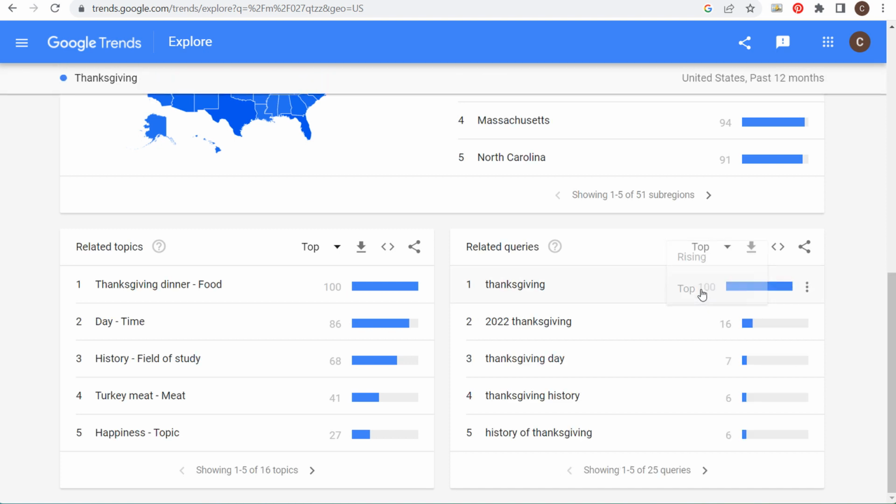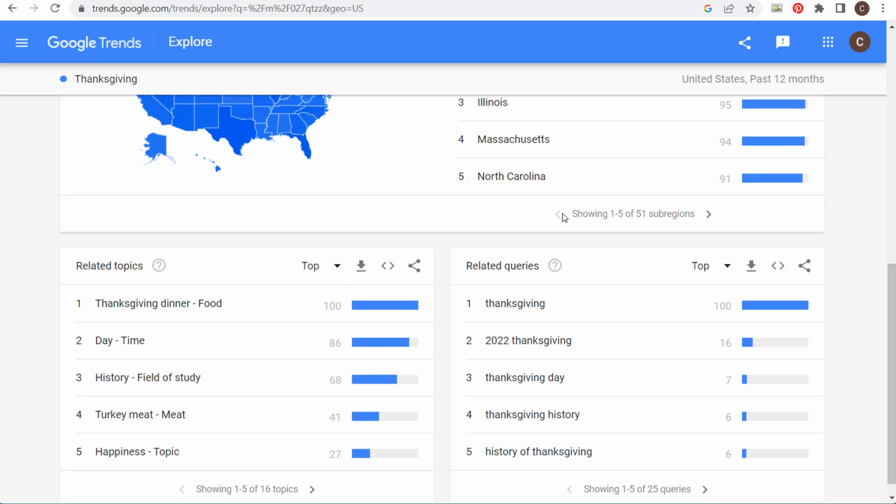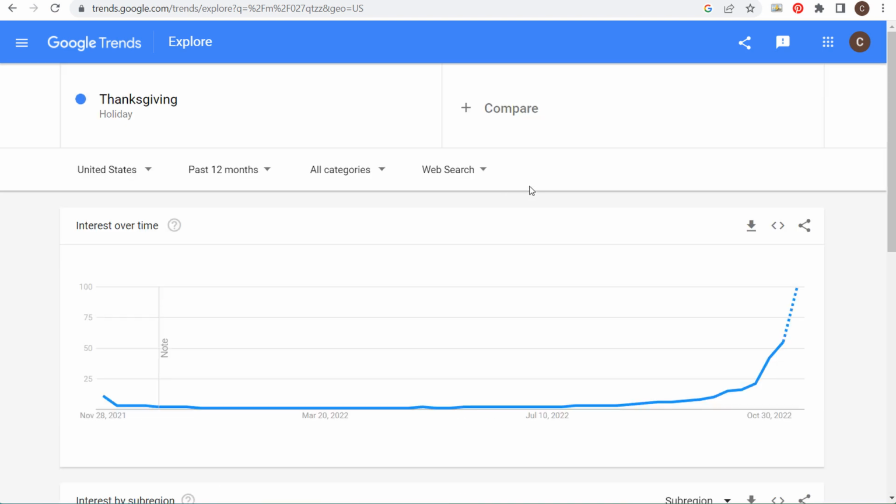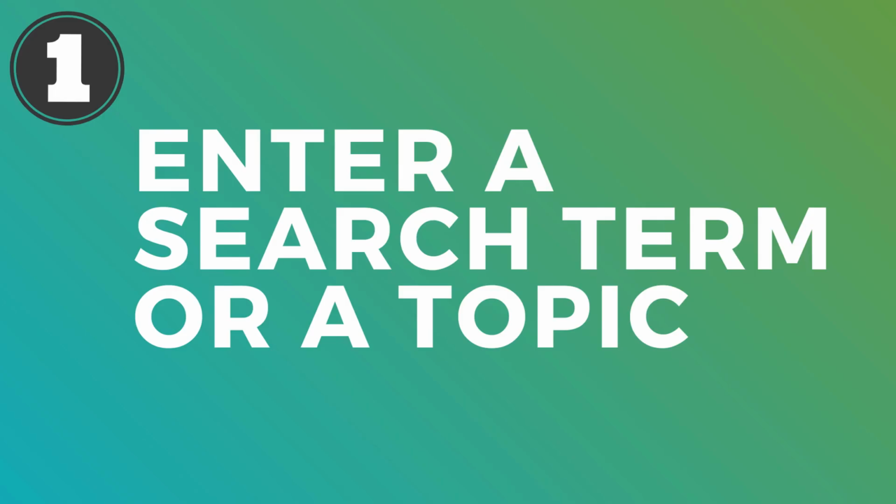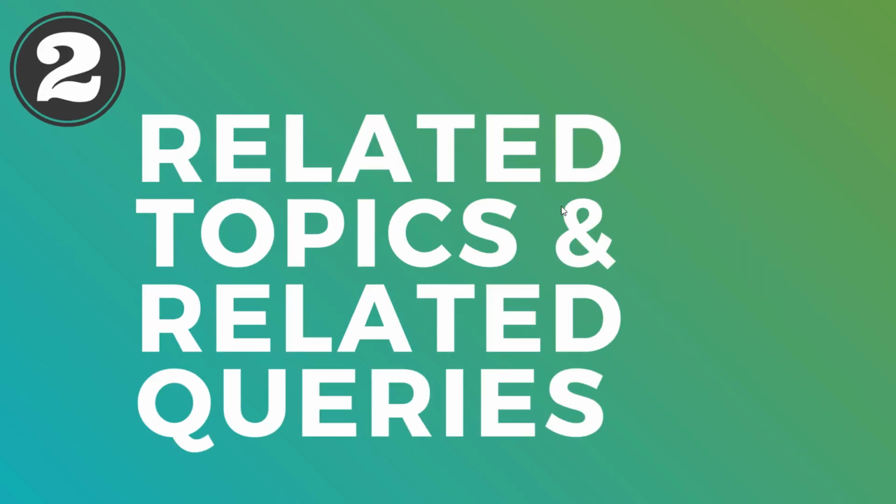If you're looking at rising, if you're looking at top, you can see some of the top things people are actually searching in Google. And Google is taking into account every single search term that they are getting right now that is related to Thanksgiving. So that's how Google Trends basically compiles all of this data. So where a lot of this could be useful, and we're going to go to number two now, is the related topics and related queries that come with whatever you enter.